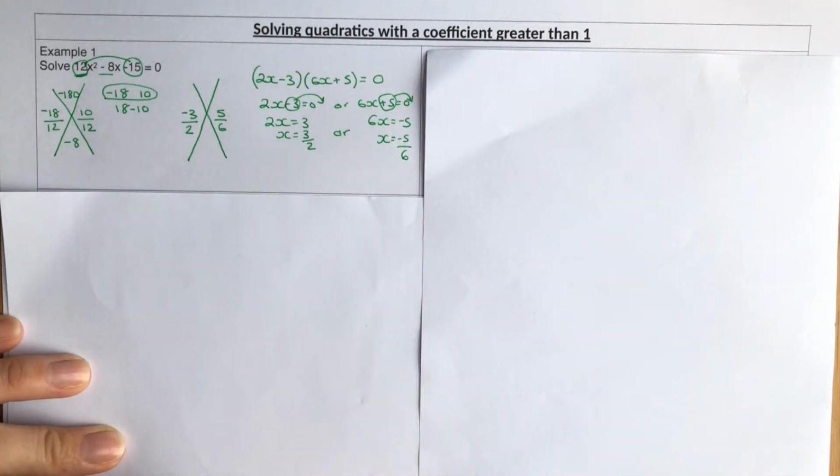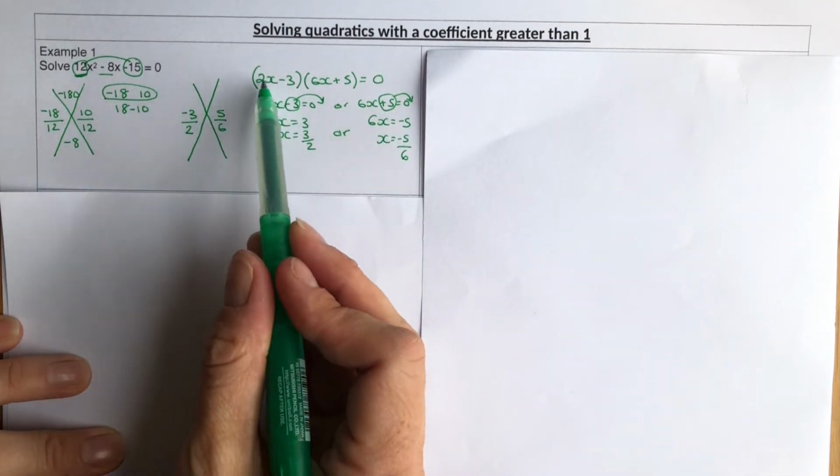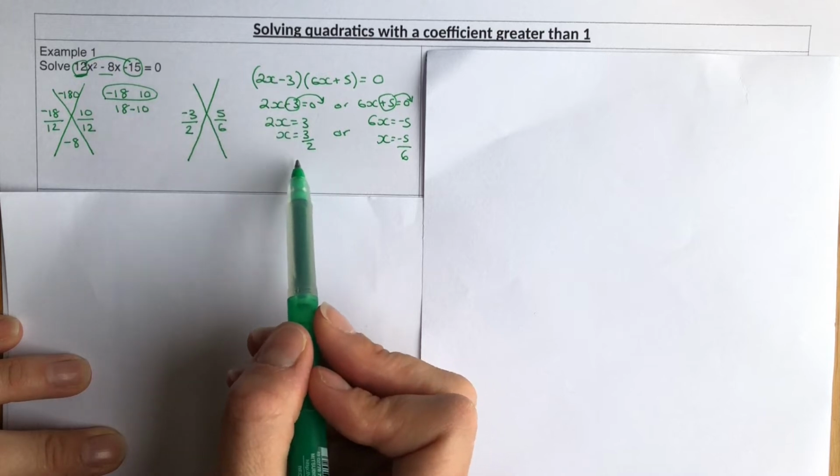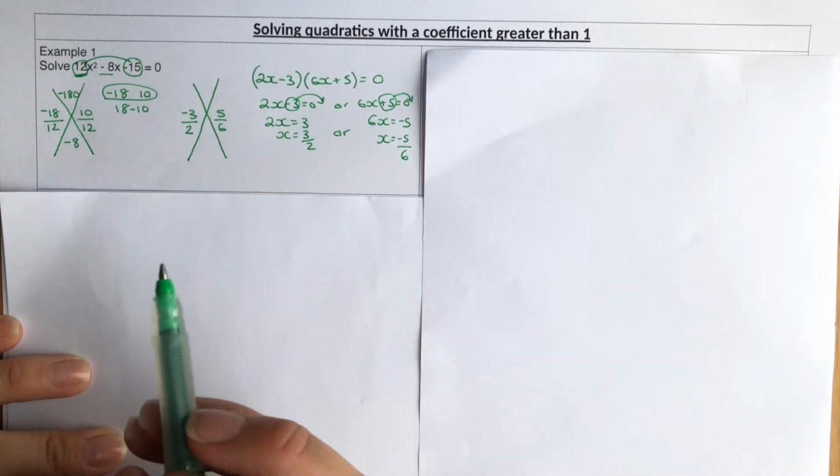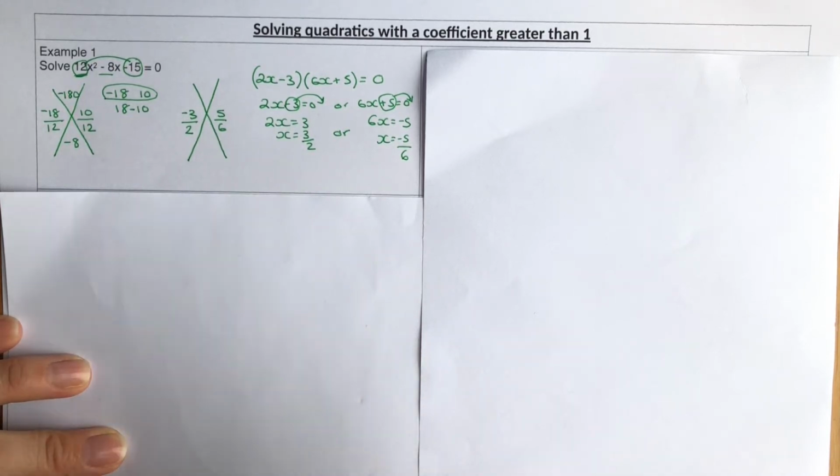So remember, quadratics always have two solutions. Because you're going to have numbers in front of the x, they're going to be a little bit more solving than previously. So just follow the steps, factorise, solve for 0, and you will find your solutions.